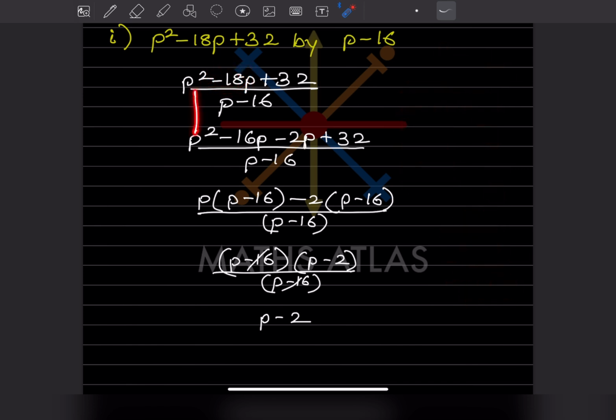So now this p square as it is. So now see this is split into 2, minus 16p minus 2p, and this is 32. And the denominator is the same. So now we are going to group it. In the first group you can see p is common. So p minus 16 remains in the bracket. This is minus. In the second one 2 is common. So what remains in the bracket is minus here, so minus and minus becomes plus. So this is 32. And this will be the same. So here it is going to be p minus 16 and p minus 2, divided by p minus 16. So this and this get cancelled. So this is p minus 2.